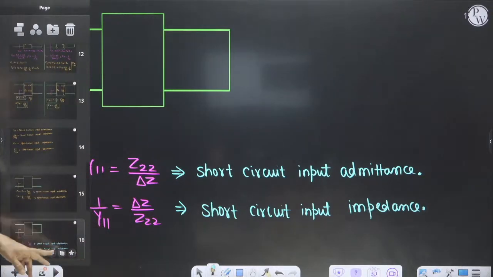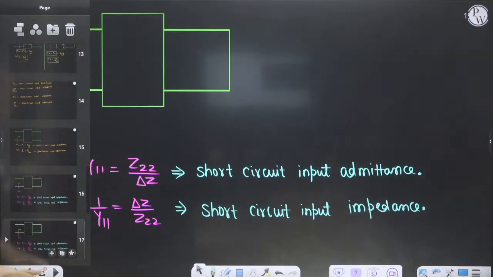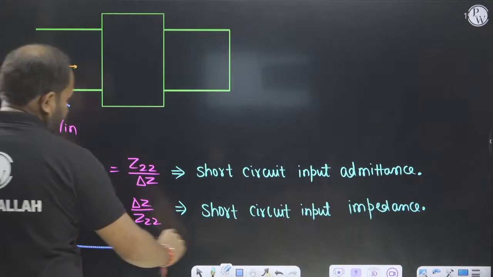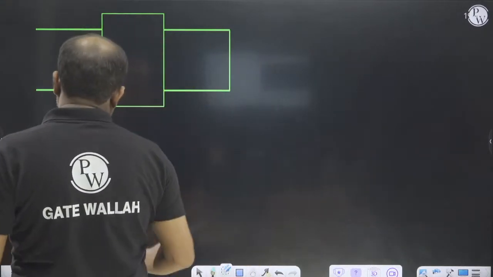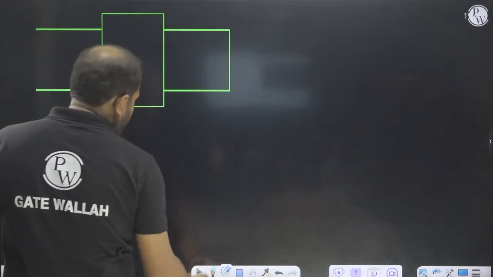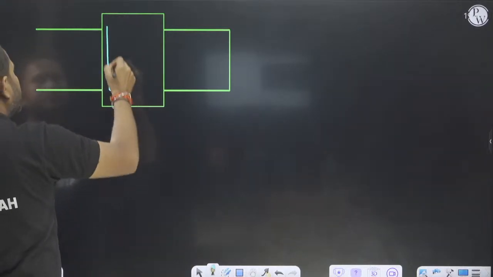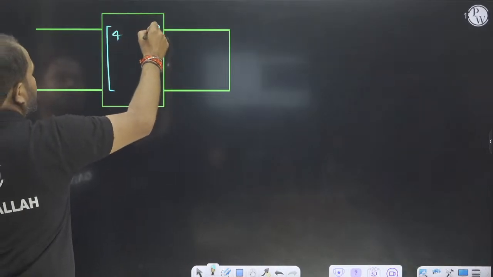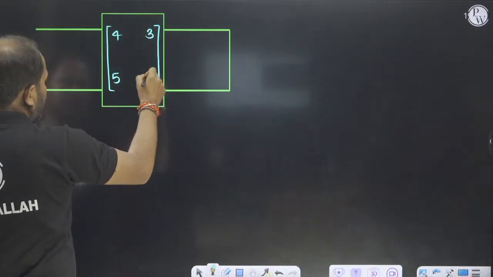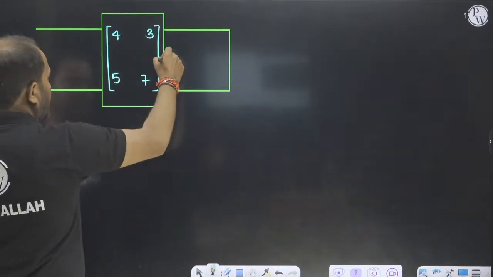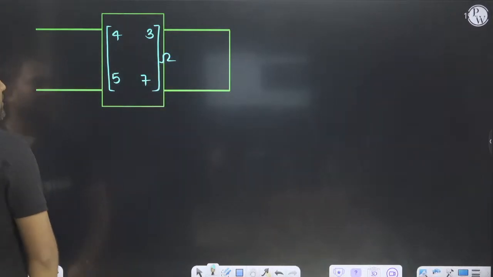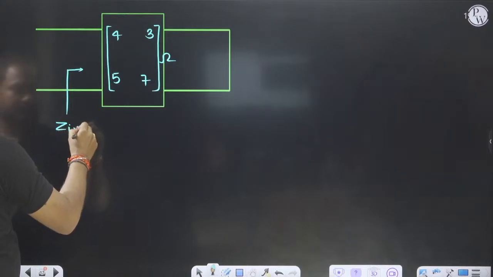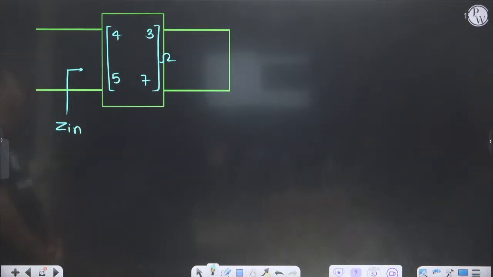So what we will do? We will go for one question. Here Z parameter is given: 4 ohm, 3 ohm, 5 ohm and 7 ohm, in ohm it is given. So we have to find out here Zin.